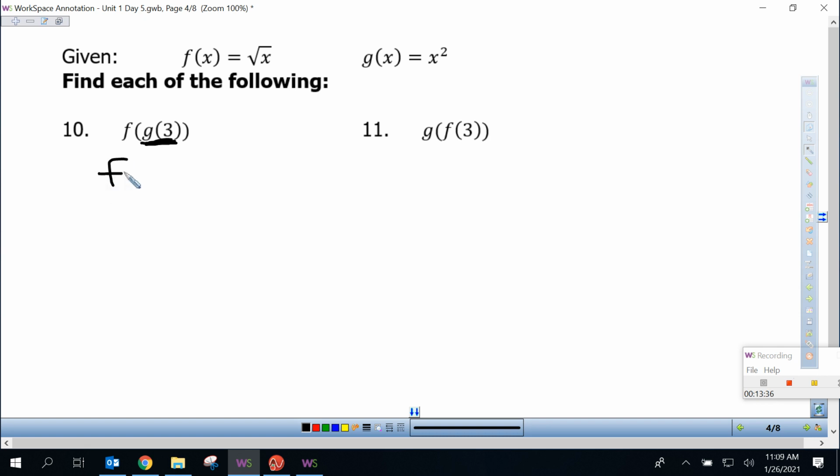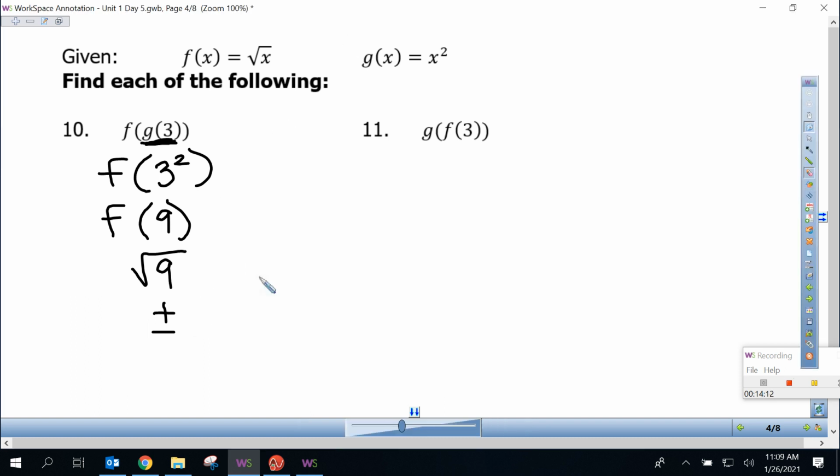So drop down the f. And for g of 3, going to g's equation, we need to do 3 squared. And 3 squared is 9. So now we need to do f of 9. And looking at f's equation, we need to do square root of 9. And the square root of 9 is, technically it's plus or minus 3, right? Technically.